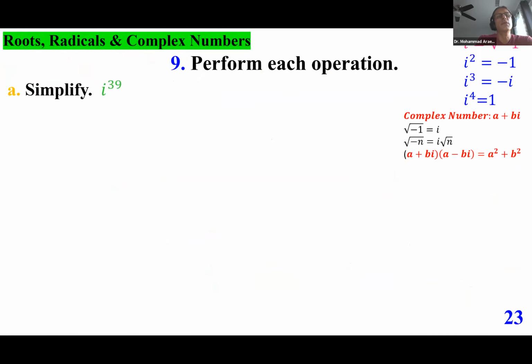We want to simplify this. And again, we do 39 divided by 4. And I hope you know the remainder is 3 because 36 is divisible by that. So it's i cubed. And i cubed is negative i. That's the reason. Divide by 4, keep the remainder. That's the fastest way.